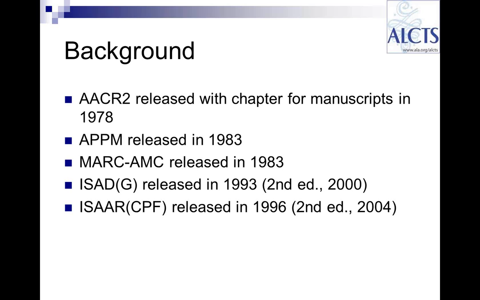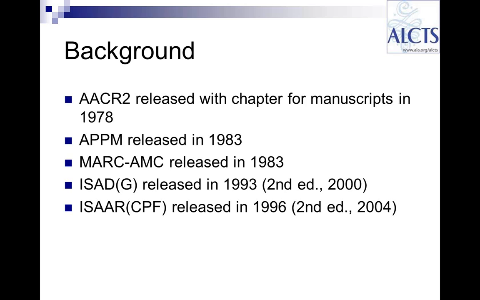So a little bit of background quickly. AACR2 came out in 1978 and included a chapter on manuscripts, which presumably was intended to include archival material. However, the archival community immediately rejected that and went about developing its own content standards. Archives, Personal Papers, and Manuscripts, or APPM, was released in 1983, and then the MARC format for recording that information was also released that year.